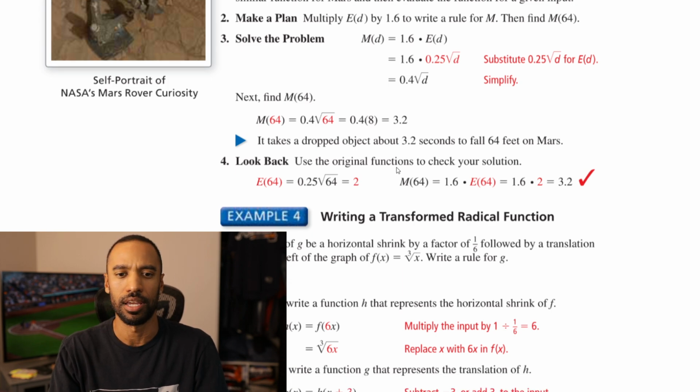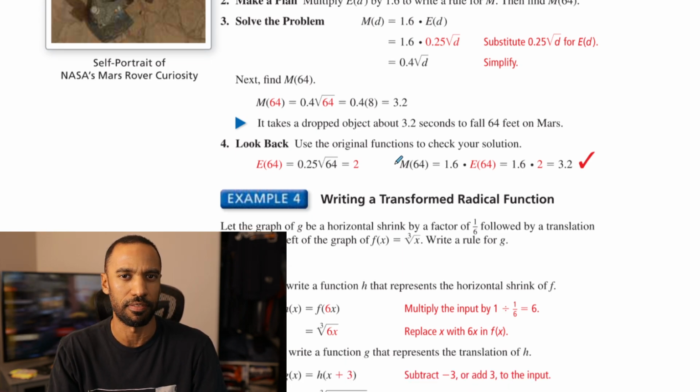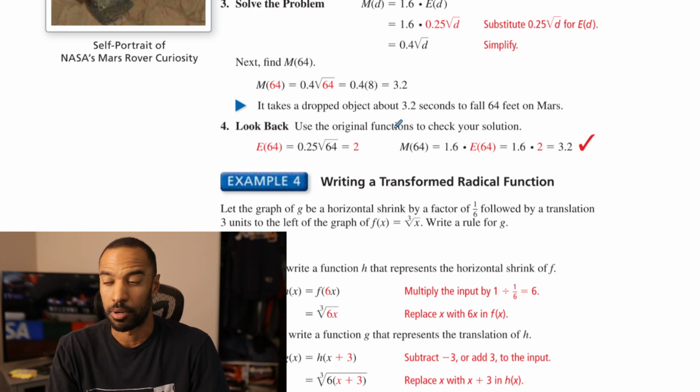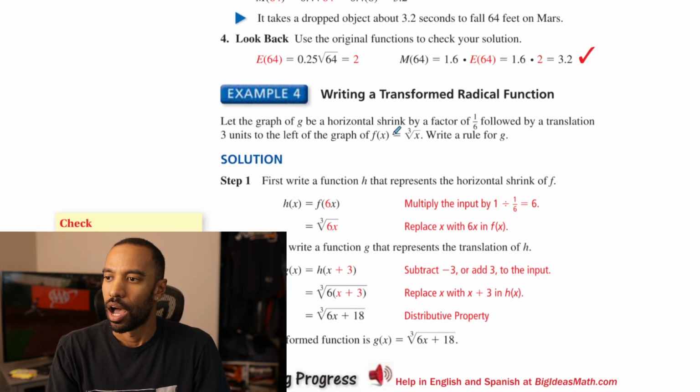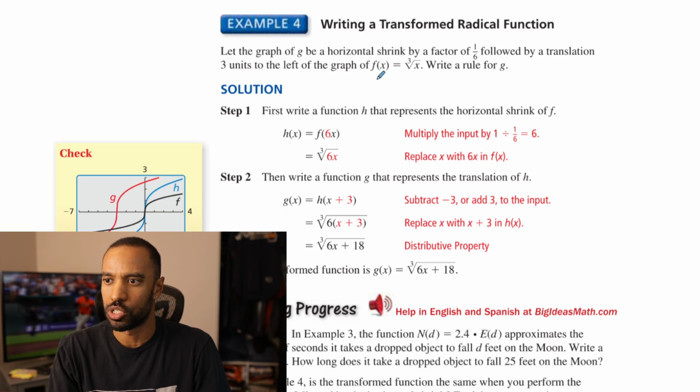It's a substitution problem. There's not much I have to say about it. We're not doing anything specific. We're not even graphing there. They're not talking about domain and range, so we'll leave it. Writing a transformed radical function. We'll see what they have to do with this.